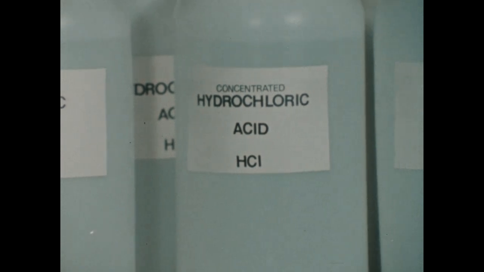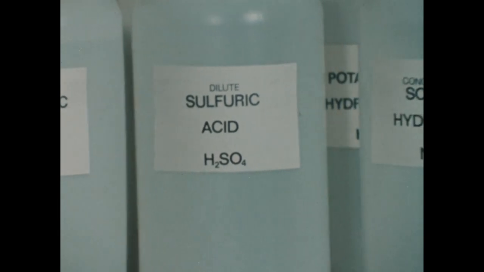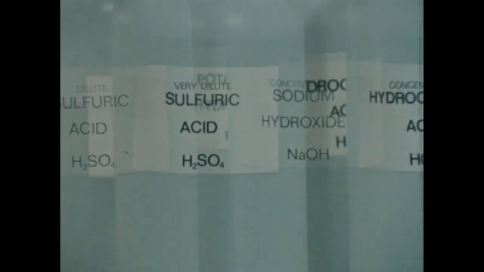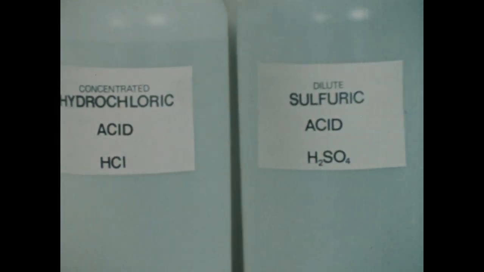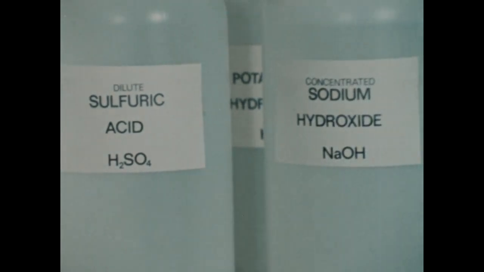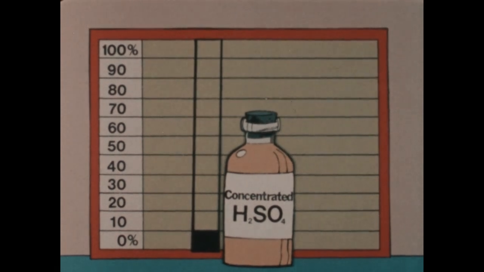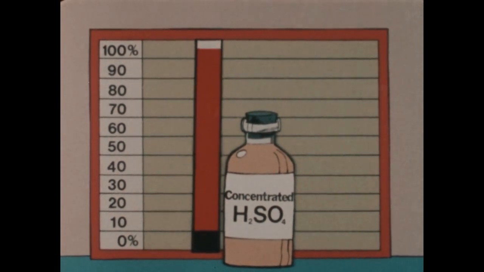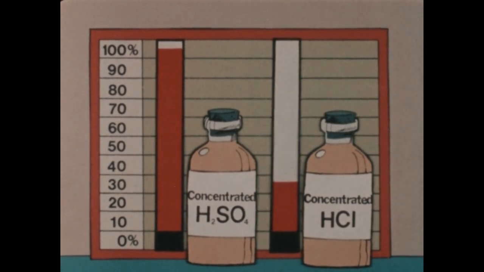Now, more terminology. Notice the terms added to these chemical descriptions. Some of the solutions are dilute. Some are very dilute. Some are concentrated. These terms tell us, very generally, something about the relative amounts of solute and solvent. For instance, concentrated sulfuric acid is 96% H2SO4 by weight and 4% water. Concentrated hydrochloric acid is only about 36% hydrogen chloride by weight and 64% water.